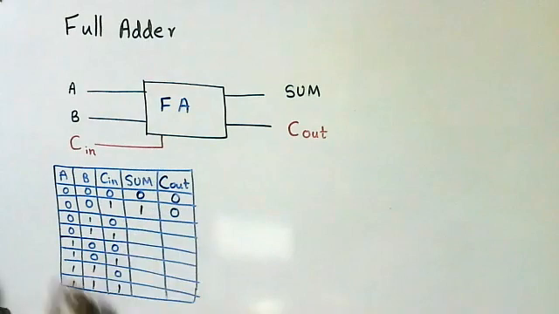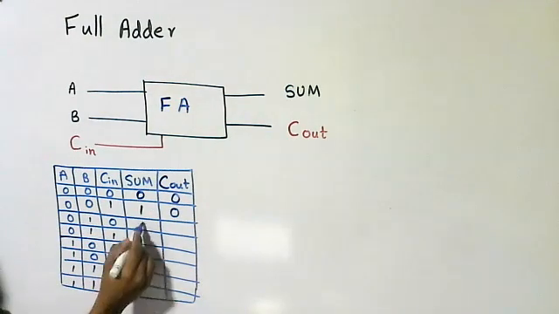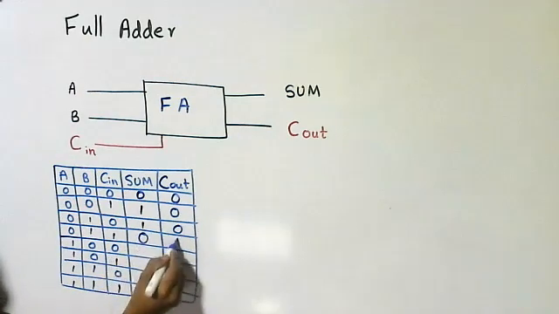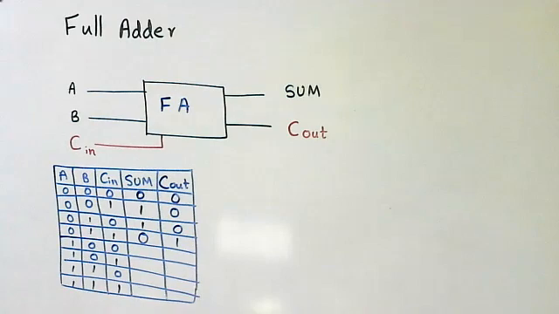0, 1, 0: sum 1, C out 0. 0, 1, 1: sum 2, that means 0 and carry 1. Sum 0, carry 1. Good. Clear? Yes, sir. Good.